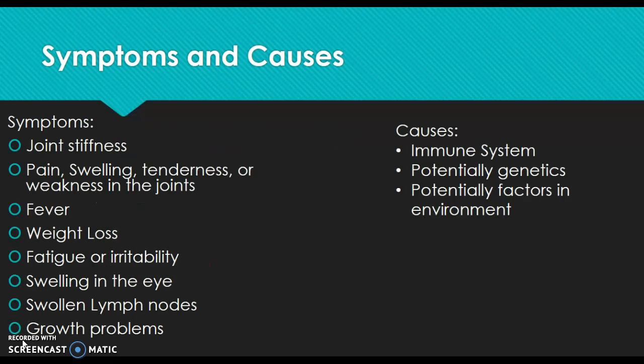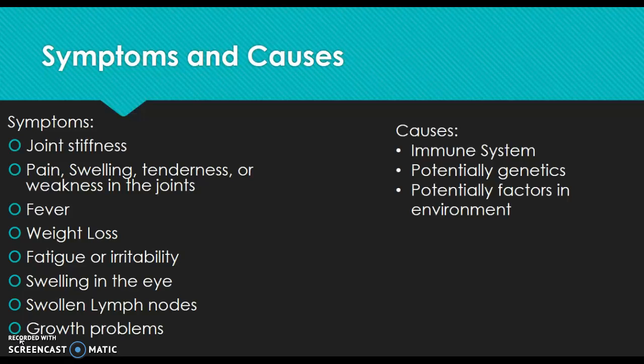Some of the symptoms that you will see in JRA are joint stiffness, especially in the morning or after long periods of rest, pain, swelling, tenderness or weakness in the joints, fever, weight loss, fatigue or irritability, swelling in the eye, swollen lymph nodes, and growth problems. Some of the growth problems that can be seen in JRA are growth that is too fast or too slow in one joint. This may look like an arm being bigger than the other. Secondly, joints may grow unevenly and overall growth may be slowed.